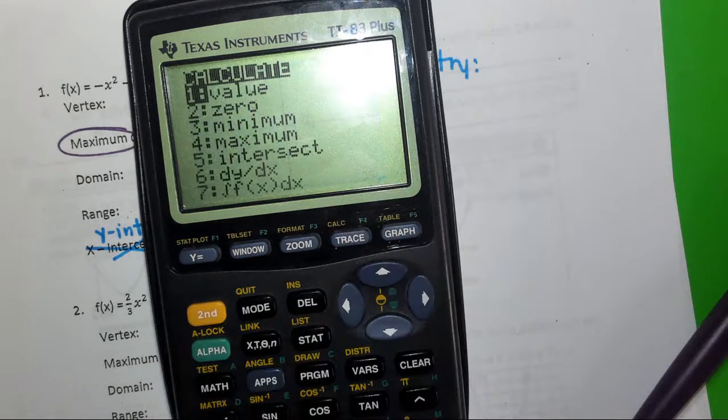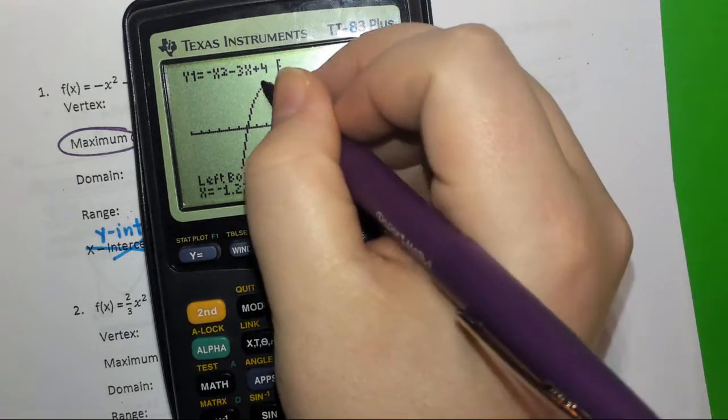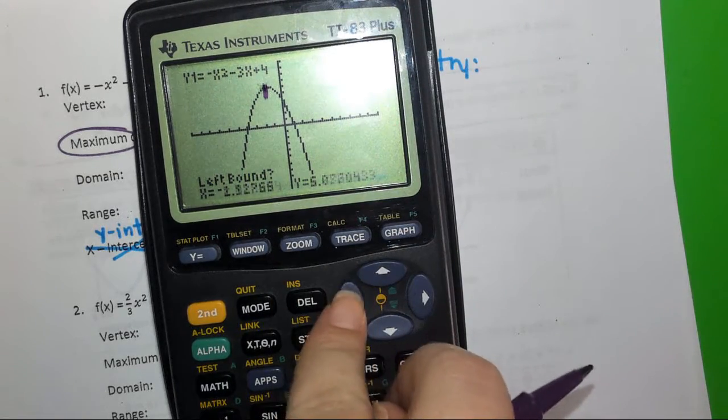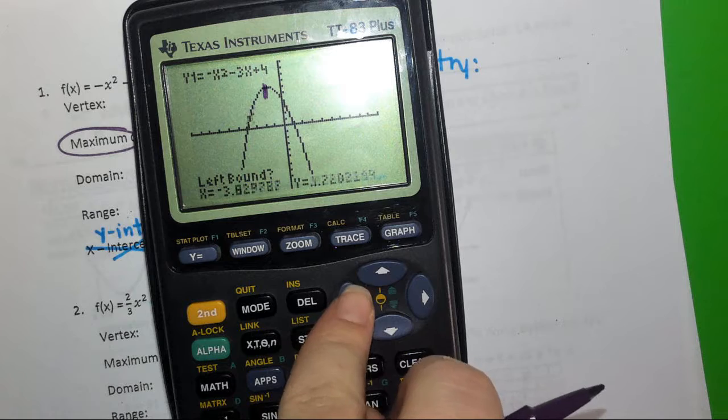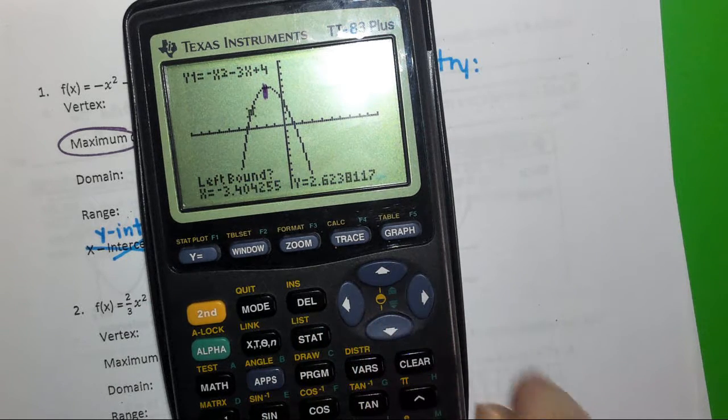We need to second calculate. We're not sure where that max is happening, but we need to know. So we're going to press max. Now, again, the only reason people don't like second calculate is because it requires a little more work than just scrolling up and down on a table. It says left bound, so since we know this max is here, we've got to pick a spot a little to the left of that mark. It doesn't matter if you go really far to the left, just a little bit to the left, literally doesn't matter.